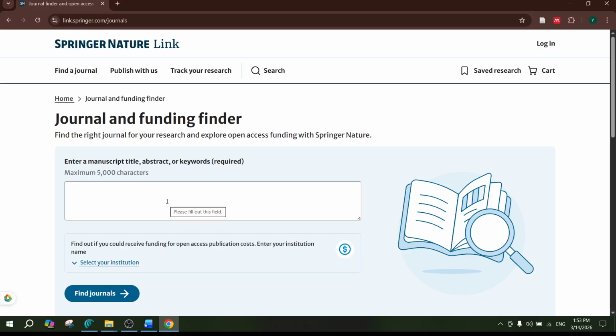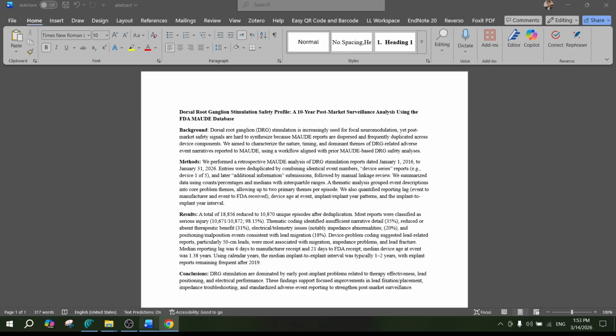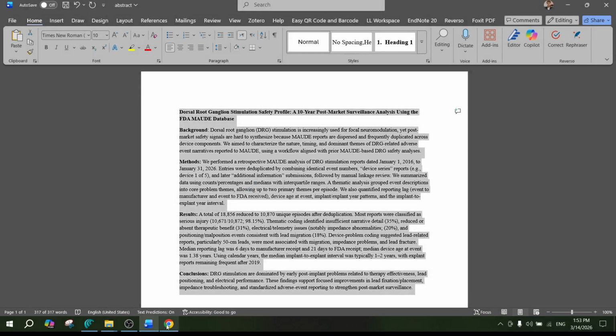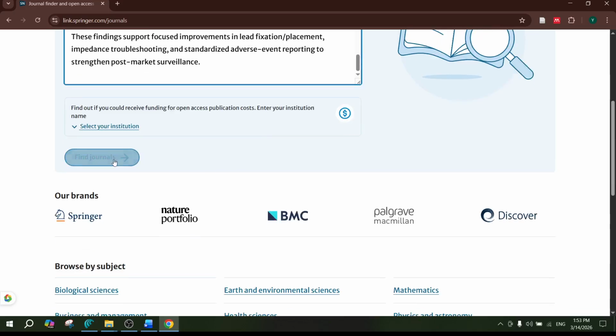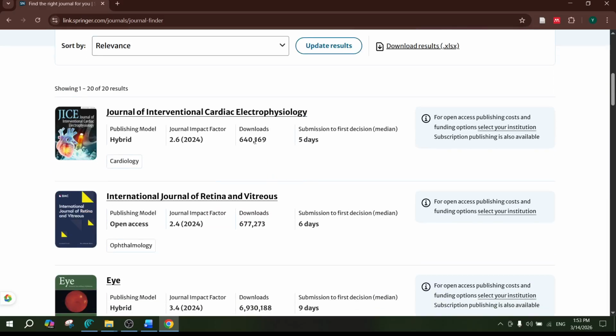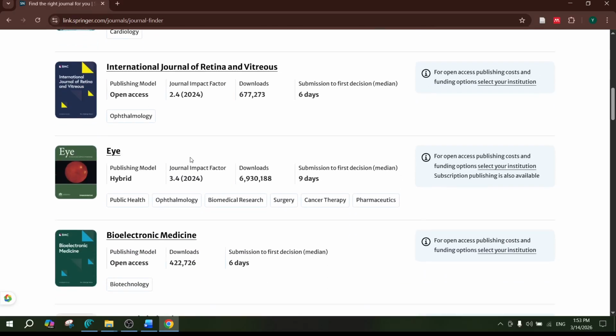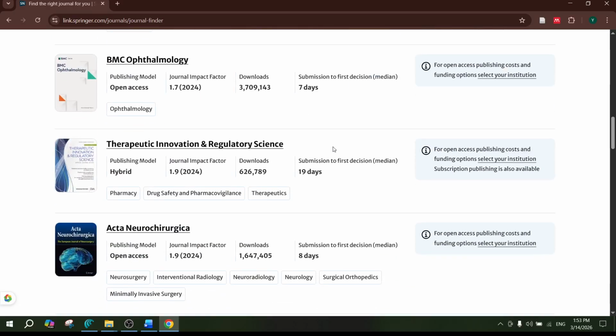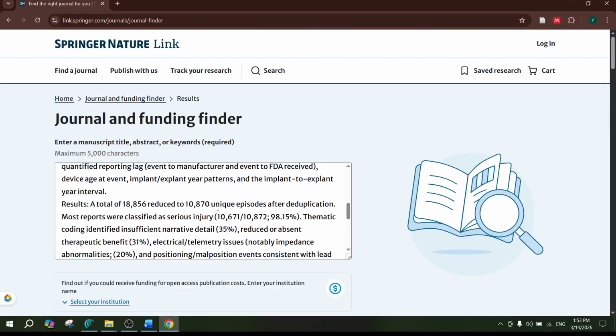Similar to Elsevier Journal Finder, you can copy and paste your title and abstract here, and then click on find journals. Cardiac electrophysiology, far away from our topic; retina and vitreous, eye, bioelectronic medicine, BMC Ophthalmology. It's totally far away from our topic. So as you can see, tools like Elsevier Journal Finder and Springer Nature Journal Finder are very weak tools for suggesting journals.